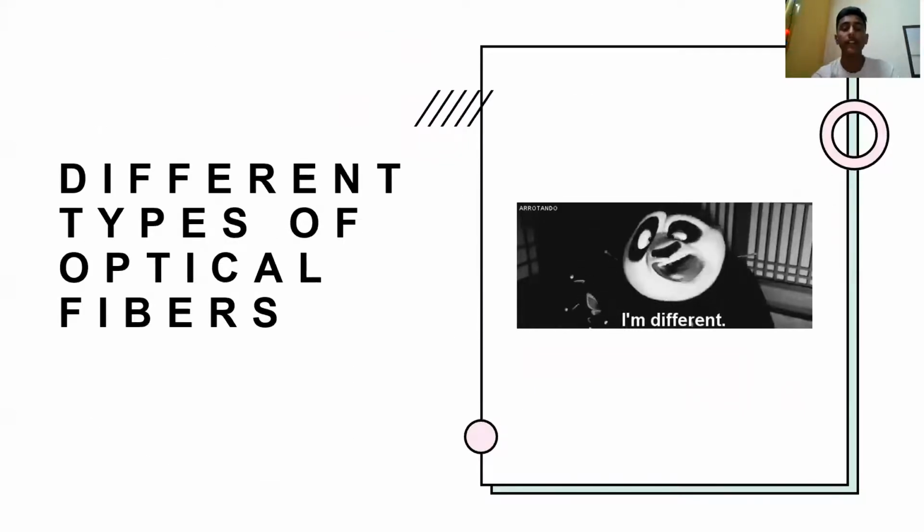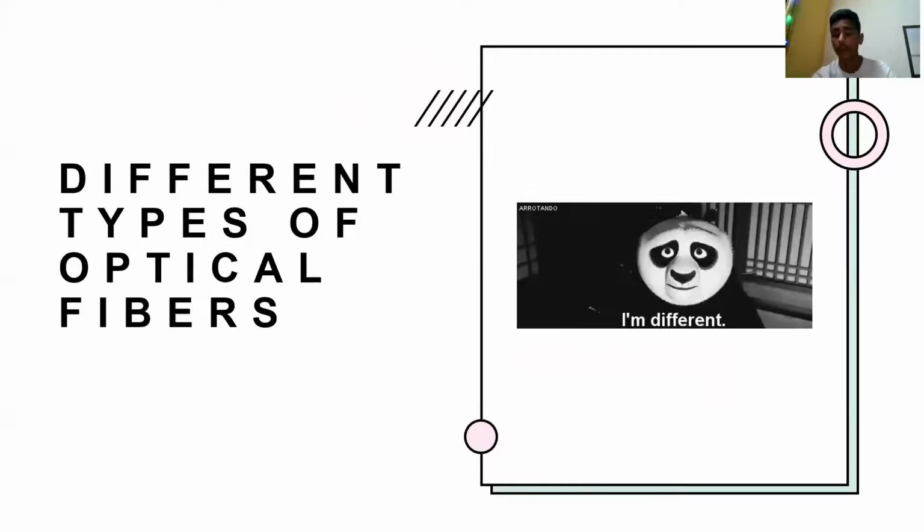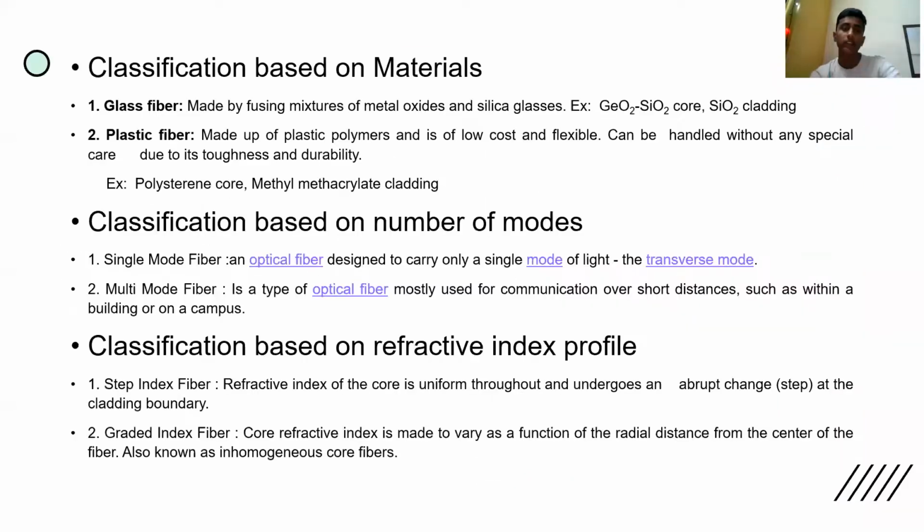Now we talk about the different types of optical fibers which are present out there. They can be classified according to different criteria. We can see all the classifications here. These are the classifications based on materials. Optical fibers can be of glass or plastic. The glass fiber is made by fusing mixtures of metal oxides and silica glasses. Examples are GeO2 and SiO2 core with SiO2 cladding. They can also be plastic fibers, which are made of plastic polymers, are low cost and flexible, and can be handled without any special care due to their toughness and durability. For example, polystyrene core and methyl methacrylate cladding.